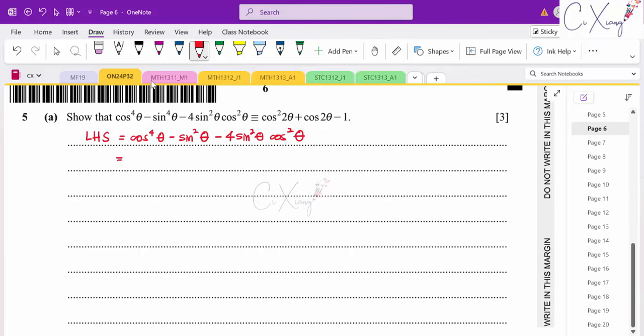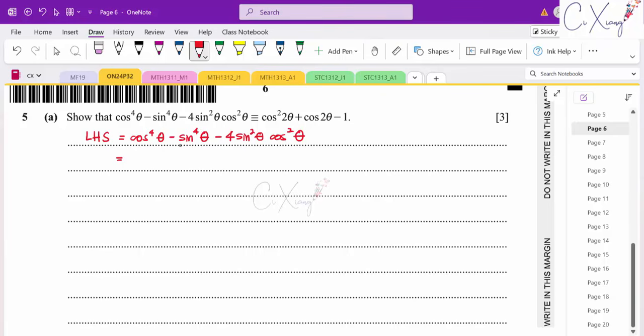I want to reduce my equation because currently all terms have very high power. I want to reduce it to a lower power. All of them are single angle, all theta, while our right hand side has double angle. So we might need to apply the double angle formula backward. Before we start, maybe we can have a look at this one first.